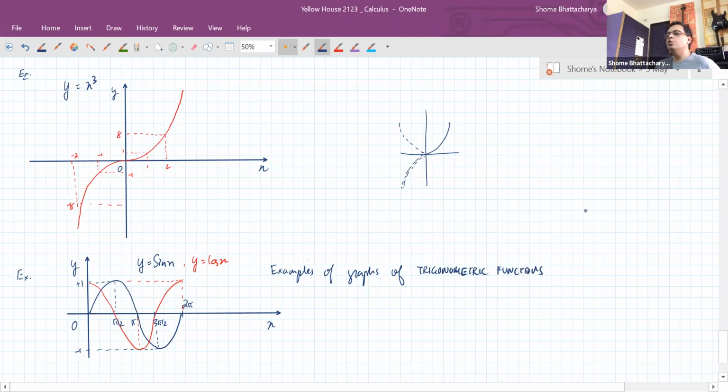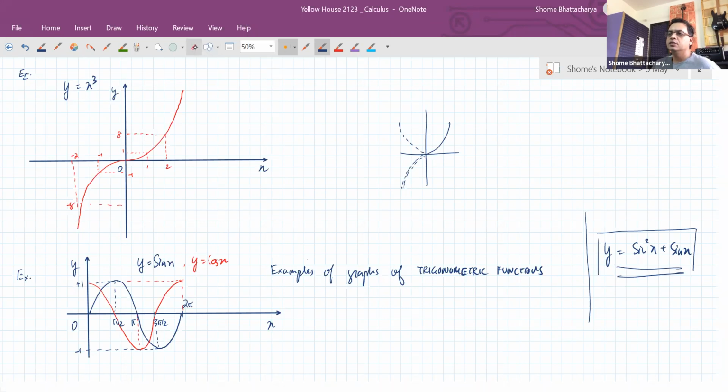But for example, if I have a more complex trigonometric function, like suppose I have y is equal to sine square x plus sine x, now that's not something so simple like this graph. So how are we going to plot this graph? We are going to need some of the techniques and tricks that we will learn from calculus ahead. So a couple of weeks from now, you will see that we have some more techniques through which we can try and plot this graph. But right now, it's not such an easy task.